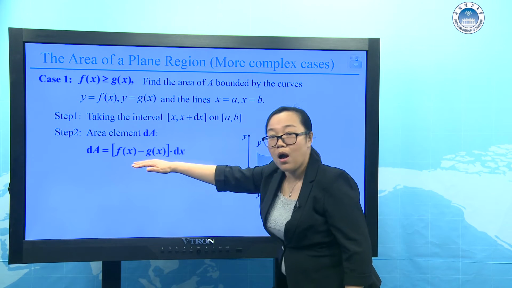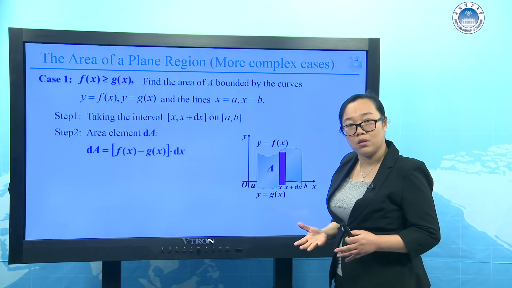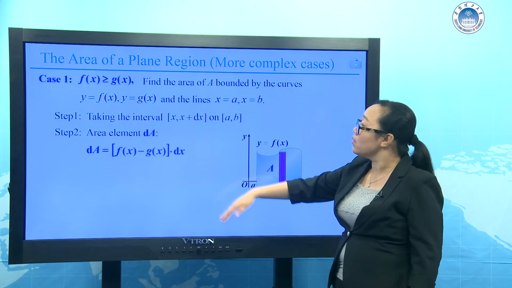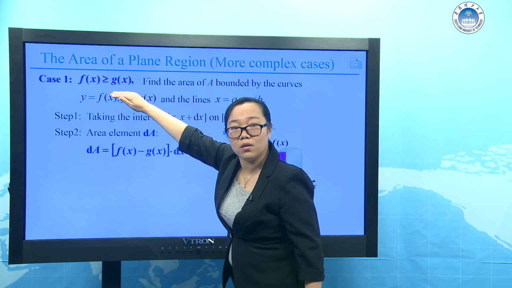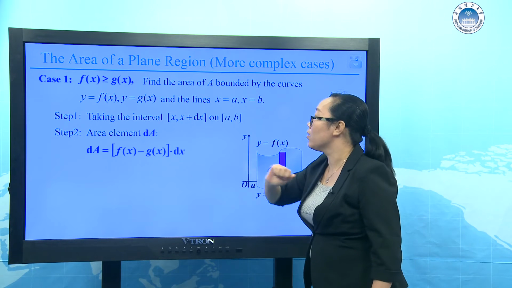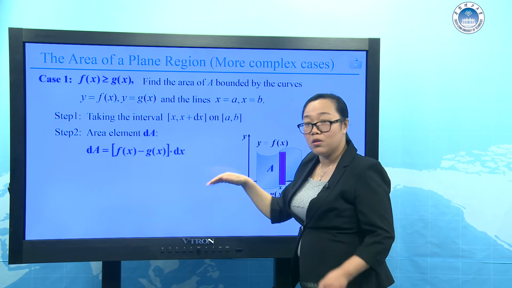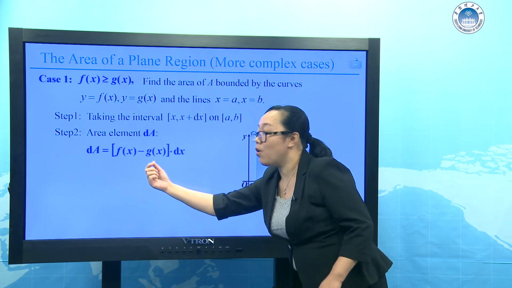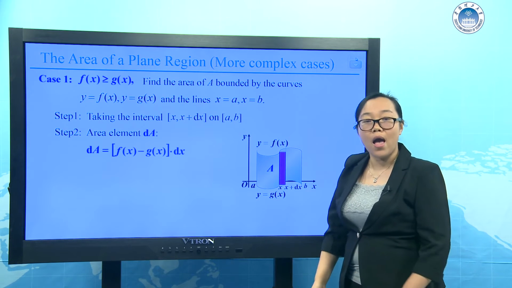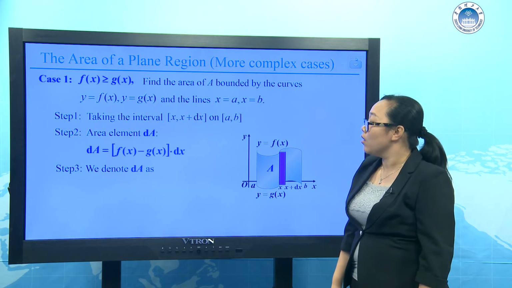So this term, how about this term? Positive or negative? Okay, given the condition, f(x) is larger than or equal to g(x), so it equals f minus g. You don't care if it is negative, because this term is positive. It is our area element.